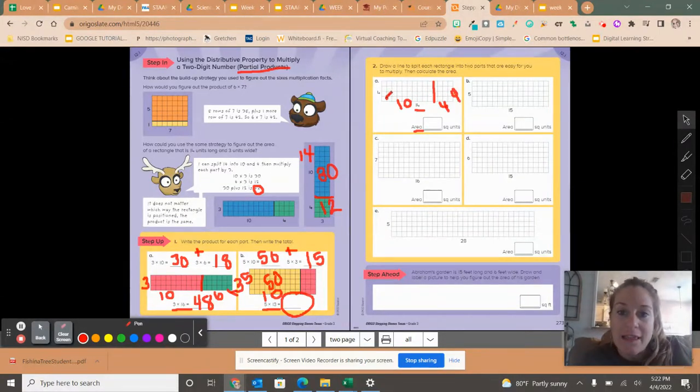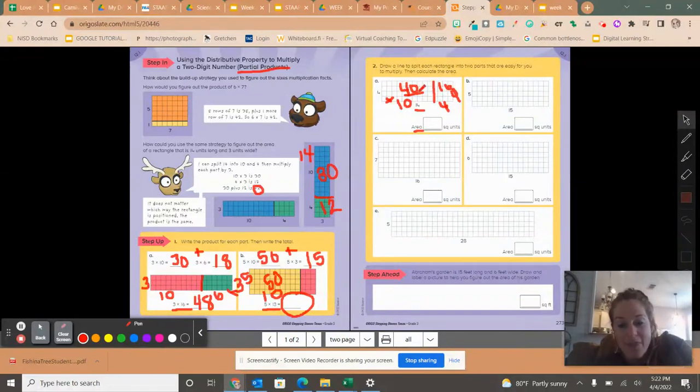So if I was to do length times width, you multiply to find the inside. On this one, I get 40 because 4 times 10 is 40. And if I did 4 times 4, I get 16. So now I have to add those two numbers, 40 and 16. And that gives me 56.